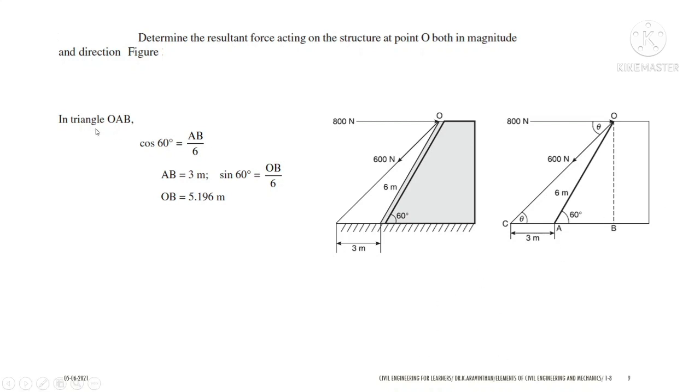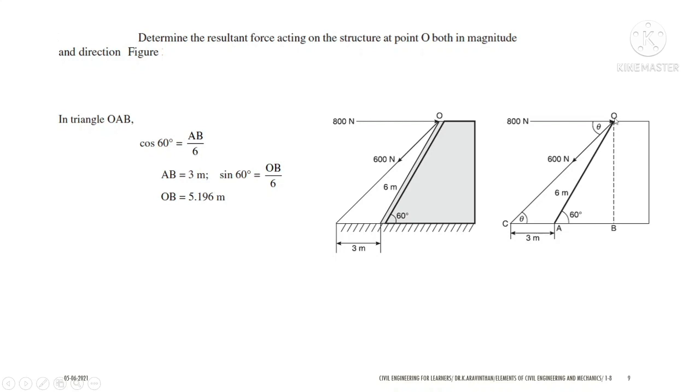So in a triangle OAB, so this is O, A and B, you know the theta which is 60 degree, and you know the hypotenuse side which is 6 meter. Now in a triangle, if you know the angle and a distance that is 6 meter, you can find the rest of the sides. So if you need AB, you can take cos theta, adjacent by hypotenuse. So adjacent side is AB by hypotenuse side is 6. So cos 60 degree is AB by 6.